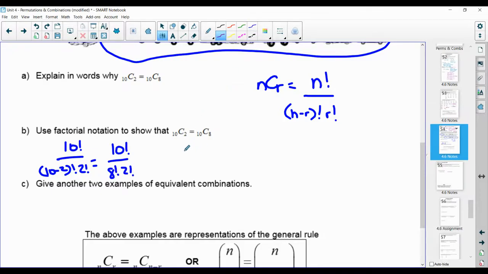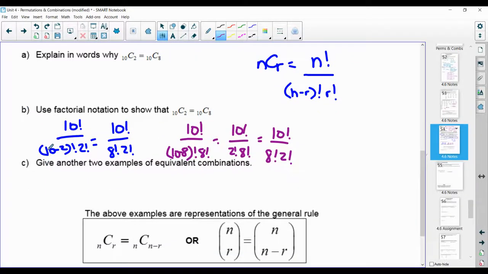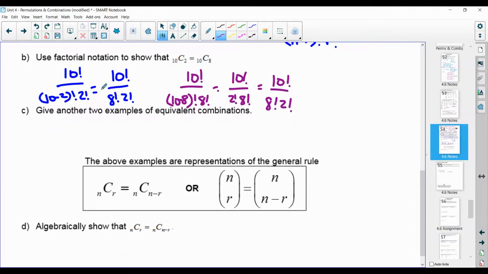If I want to write this out as 10 choose 8, that would give me 10 factorial over 10 minus 8 factorial times 8 factorial. So 10 factorial over 2 factorial, 8 factorial, which is really just the same as 10 factorial over 8 factorial, 2 factorial. So we can show this algebraically. And this is a question you could often be asked, to algebraically show that 2 things are the same. Now this is using a specific example. We can also show it algebraically just using the formula.